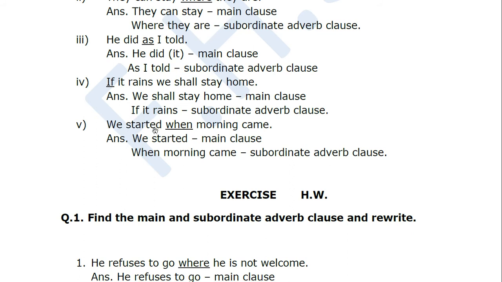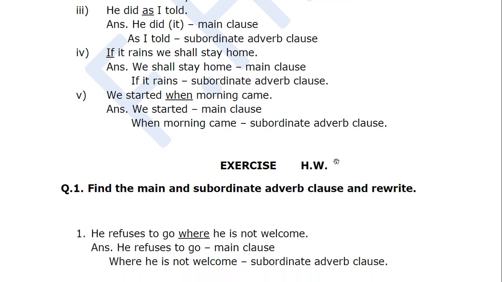So we started when morning came. What is your subordinator? When. So let's have a look at the main clause. We started. So this is your action, started. Does it tell you something, the time, the place? Yes, it tells you when it started. When morning came. So you started to move, or you started traveling when it became morning. So we started is a complete sentence. And when morning came, subordinate adverb clause.